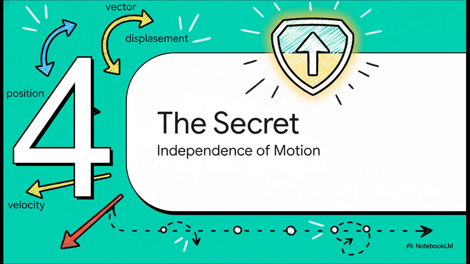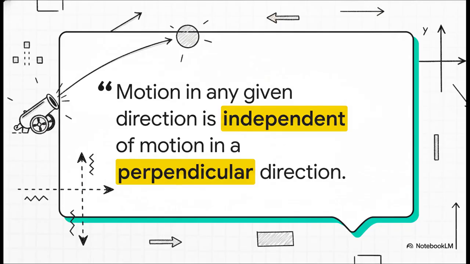All right, we have our tools: position, displacement, and velocity vectors. Now, it's time for the secret that ties this all together. This is the fundamental insight, the big idea that lets us solve all these complex problems. Seriously, think of this as your new physics superpower. And here it is. This is the secret sauce, the idea that changes everything. Motion in one direction is completely, totally independent of motion in a perpendicular direction.